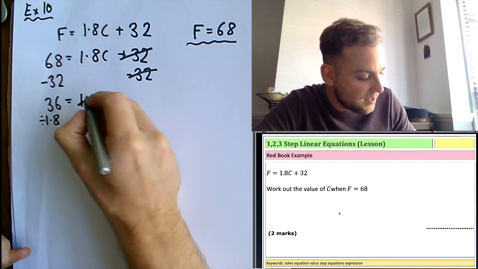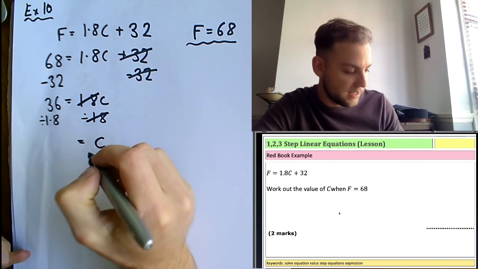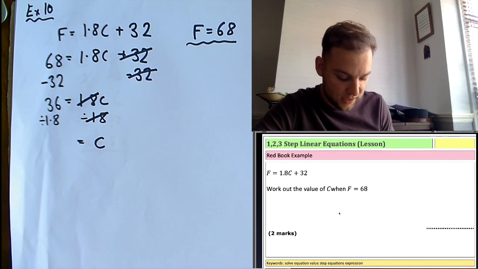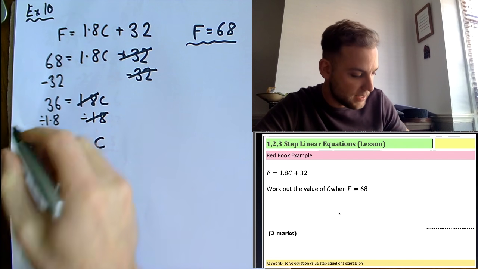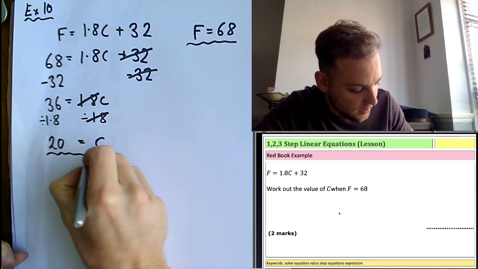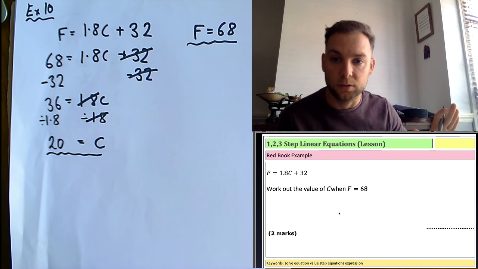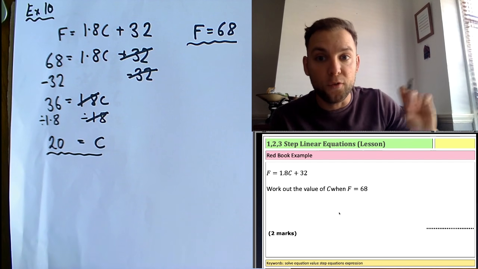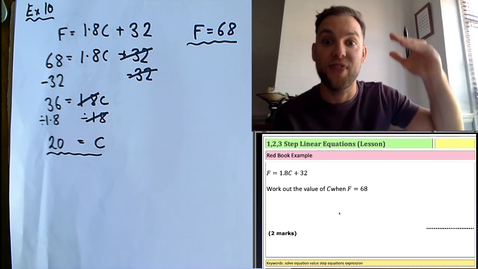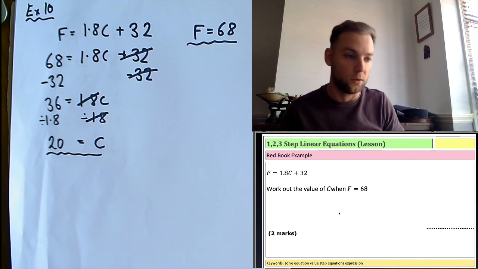So if I divide this side by 1.8, I'm just left with the c. That's the whole point. And 36 divided by 1.8 is equal to 20. And that's that question done. Notice with this one, it hasn't said solve. It's giving you a formula. You've got to then sub in and then solve. You're expected to know that you are solving.